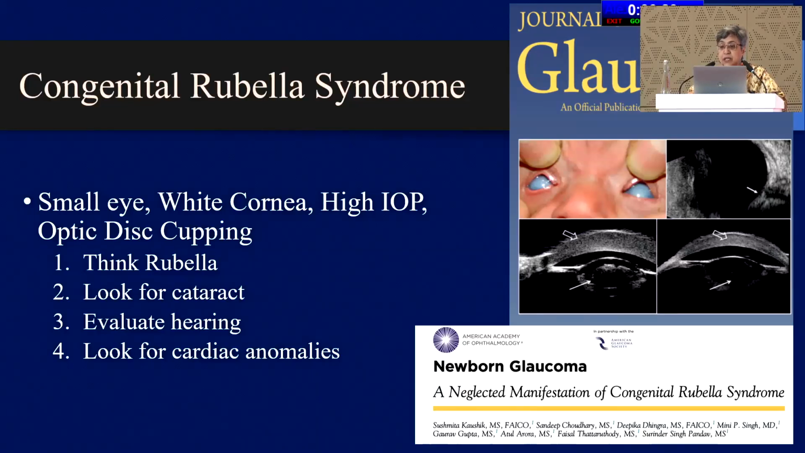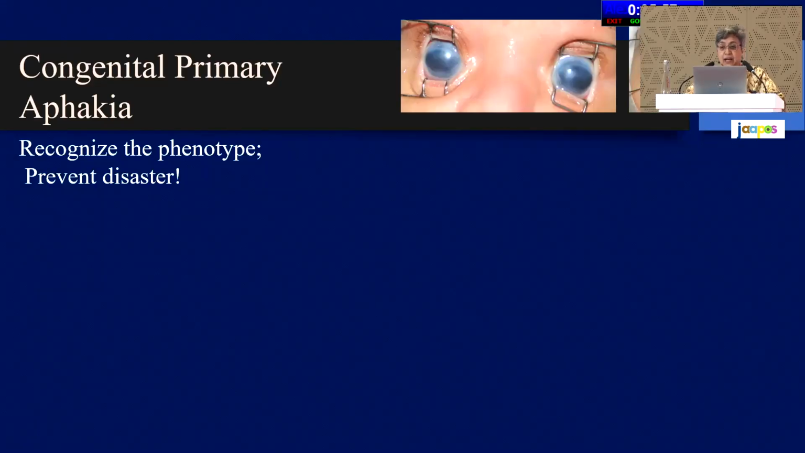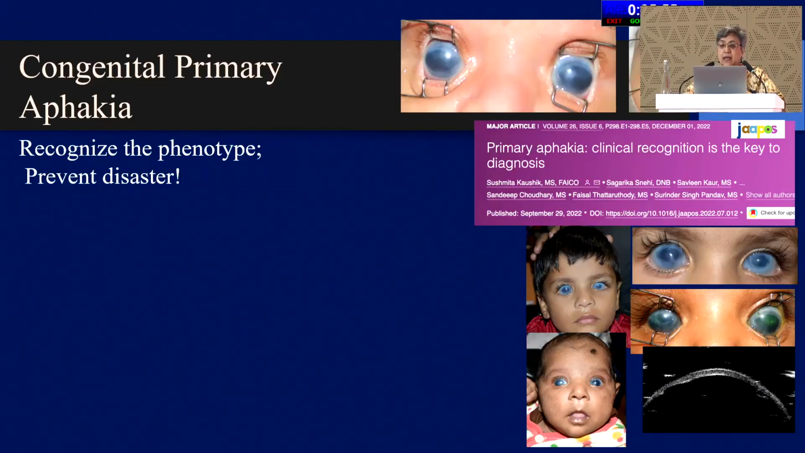When we started doing the rubella testing in our neonatal babies, the hallmark of the phenotype is a small eye, white cornea, high IOP, and optic disc cupping on ultrasound. If you see this triad, this phenotype, you have to look for a cataract, evaluate hearing, and look for cardiac defects. You'll be surprised at how much we miss, and how many of these children grow up to be developmentally delayed when actually they just can't hear.